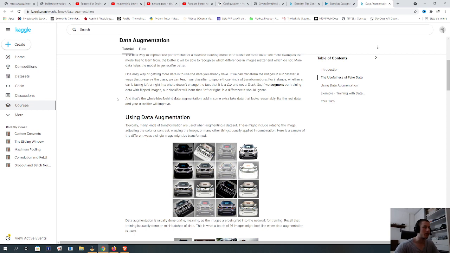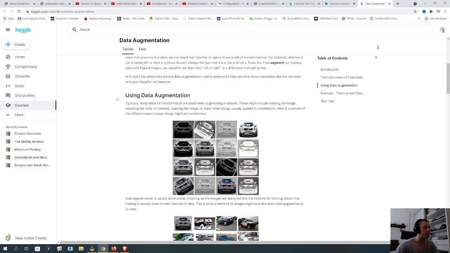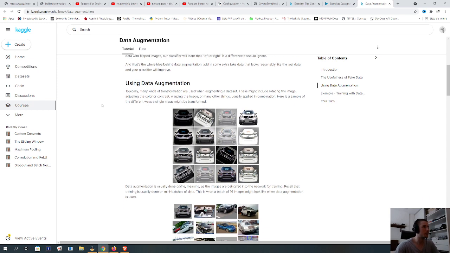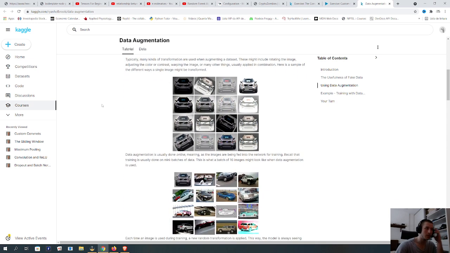So if we augment our training data with flipped images, our classifiers will learn that left or right is a difference it should ignore. And that's the whole idea behind data augmentation: adding some extra fake data that looks reasonably like the real data, and your classifier will improve.